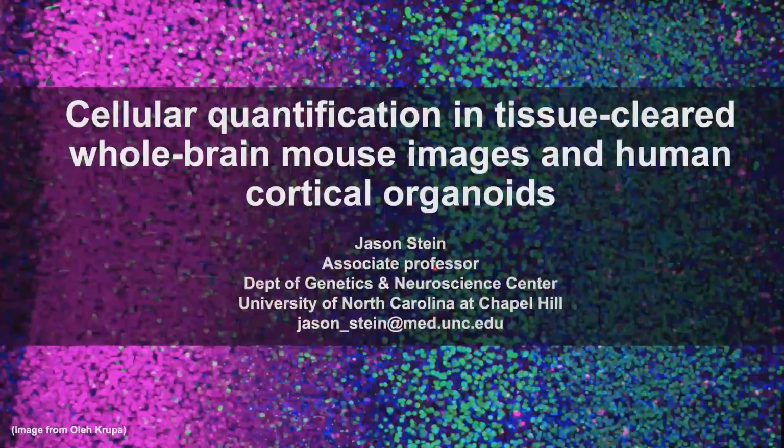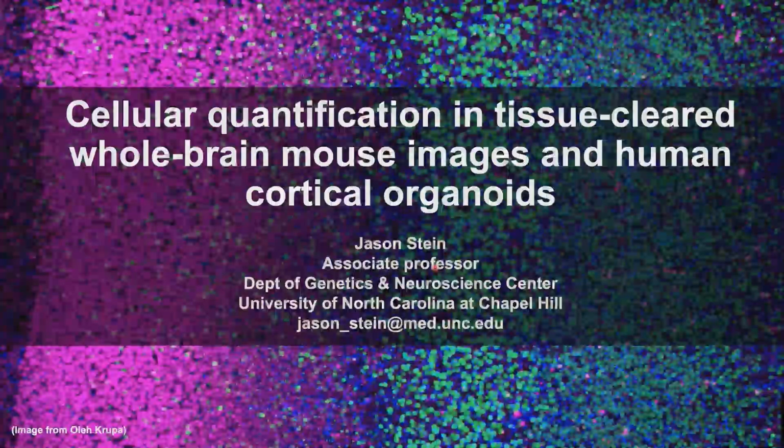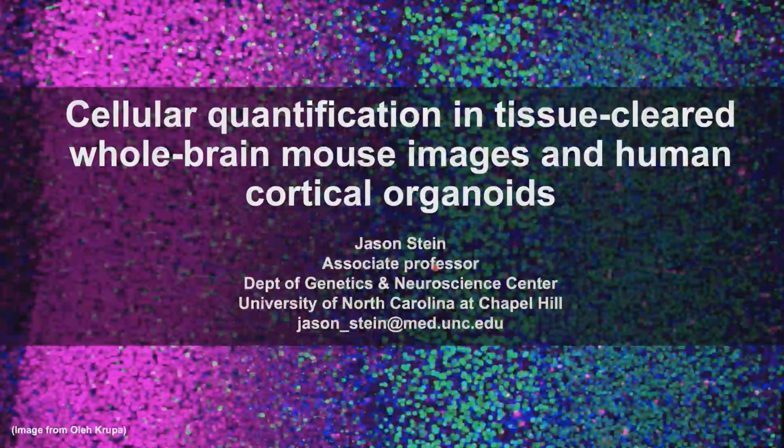Hello, everyone. My name is Jason Stein. I'm an associate professor at UNC Chapel Hill in the Department of Genetics and the UNC Neuroscience Center, and I'm happy to share with you today some of the work we've been doing in my lab on cellular quantification in tissue-cleared whole brain mouse images and human cortical organoids.